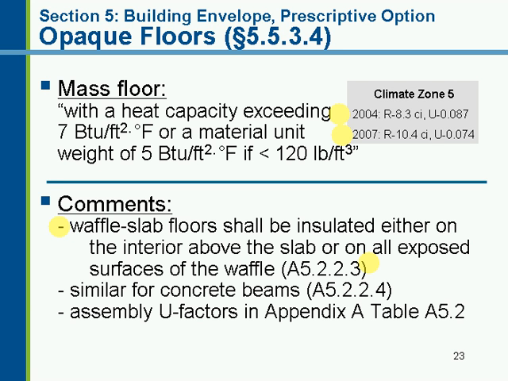For concrete beams, A5.2.2.4 has a similar requirement depending on how deep the beams are extending below the floor slab there. If they extend more than 24 inches, you don't need to insulate more than 24 inches, but you need to insulate that first 24 inches for the beam depth. And again, if you want to look at an alternate assembly, go to Appendix A, Table A5.2.